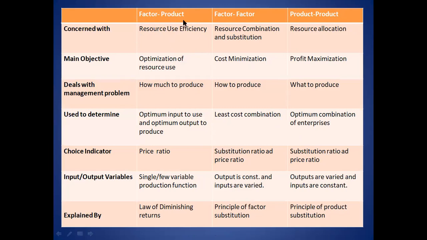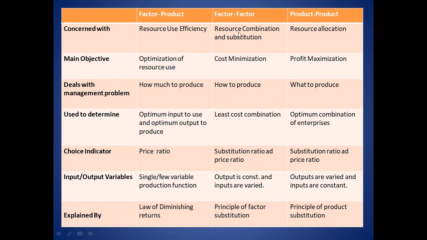This factor-product we have already covered in our microeconomics lectures. You can see in the indifference curve and budget line, that is same as this factor-product. If you have not seen it till now, you can visit the microeconomics playlist. There I have explained it very well. In this lecture we will cover in detail only factor-factor and product-product, but here, just to give the comparative idea, I have mentioned all three. So here the concern is how we can use the resource efficiently for factor-product.